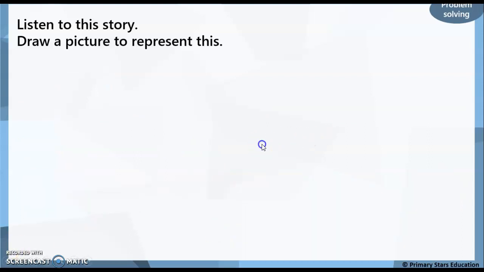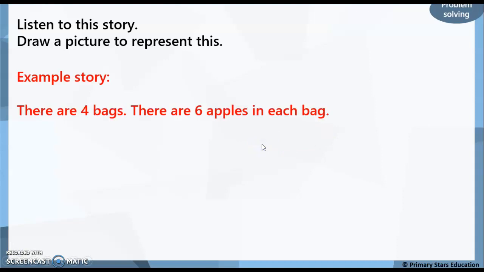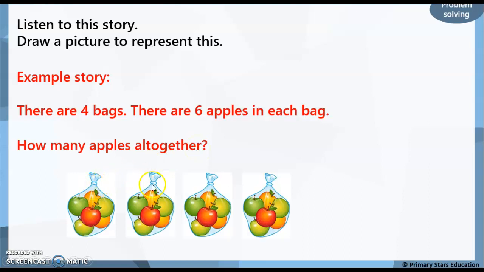Our next example. There are 4 bags. There are 6 apples in each bag. So we've got 4 bags, 6 apples in each bag. So then I draw the picture. I've got 1, 2, 3, 4 bags. 1, 2, 3, 4, 5, 6 apples in each bag. Then we'd have a go at solving it.